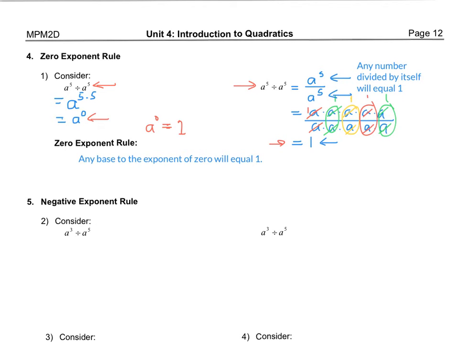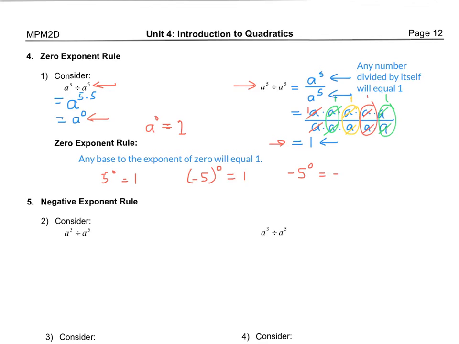Now, just remember, brackets make a difference on this. So, for example, if you have 5 to the exponent 0, that's going to equal 1. If you have negative 5 in brackets, that whole -5 is the base because everything in the bracket gets that exponent of 0. That would equal +1.